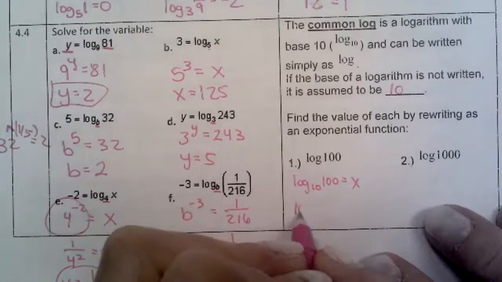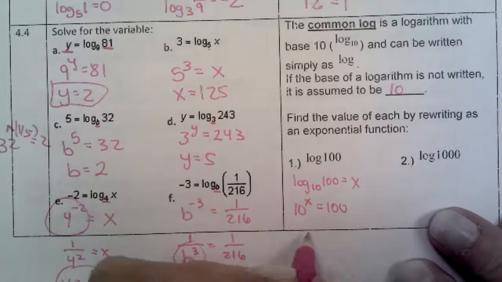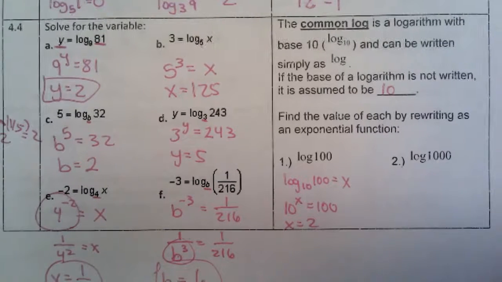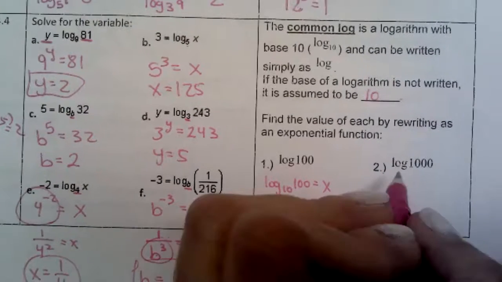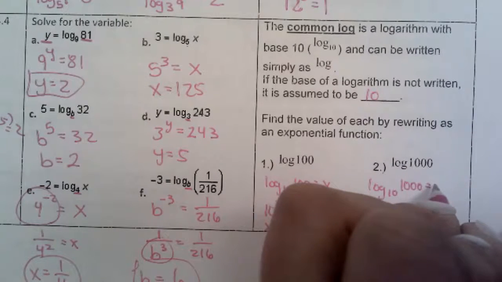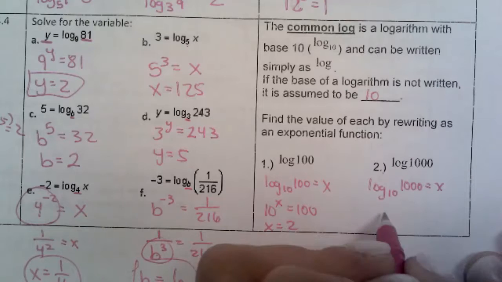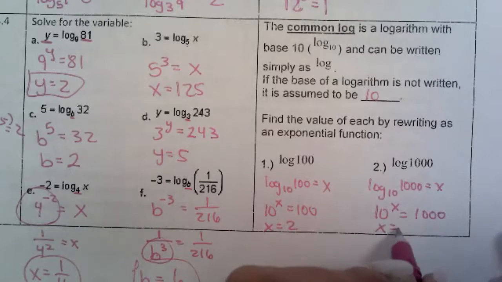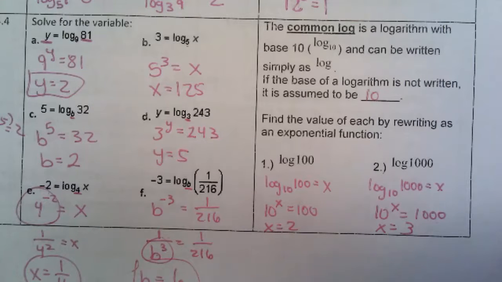So now we're going to say 10 to the x power equals 100. So x would have to be 2. Because 10 squared is 100. Same thing, so log base 10 of 1000 equals x. So now I'm going to rearrange it. So 10 to the x equals 1000, and x would have to equal 3.